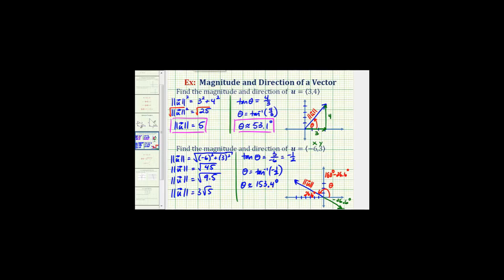So this example is a good reminder that even if we do use these shortcut formulas, it is important to sketch the vector to make sure that our angle theta is in the correct quadrant. Here's our magnitude, and here's our direction.